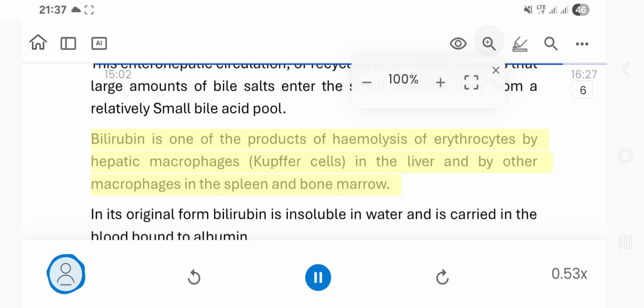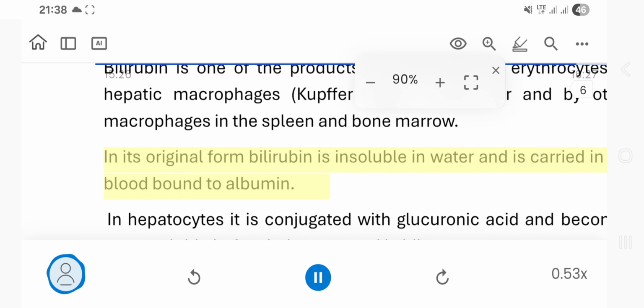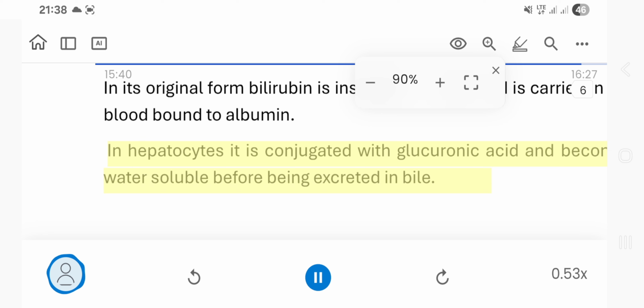Bilirubin is one of the products of hemolysis of erythrocytes by hepatic macrophages in the liver and by other macrophages in the spleen and bone marrow. In its original form, bilirubin is insoluble in water and is carried in the blood bound to albumin. In hepatocytes it is conjugated with glucuronic acid and becomes water-soluble before being excreted in bile.